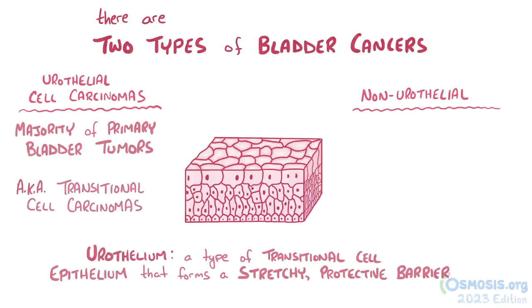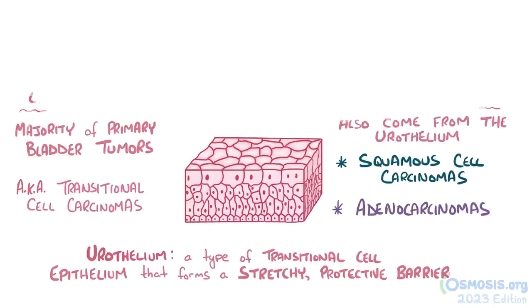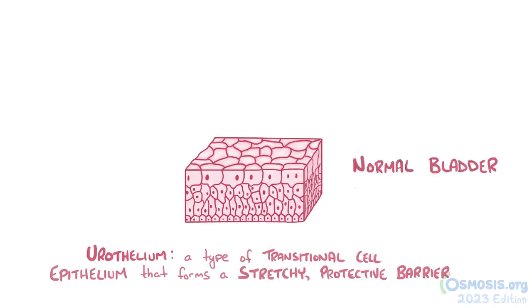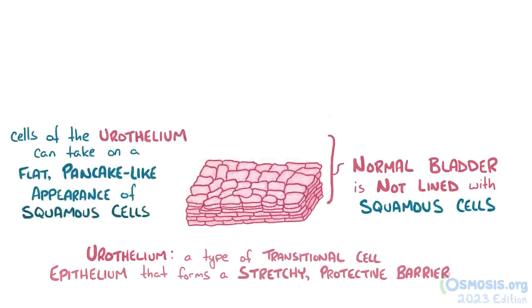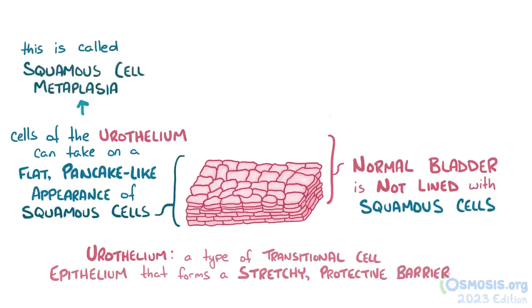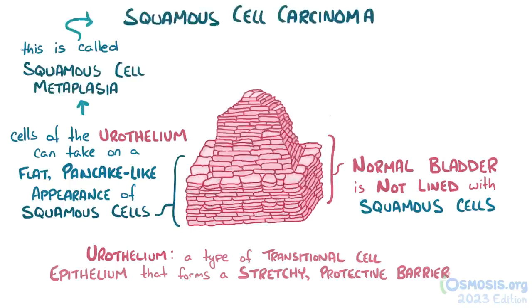Somewhat confusingly, non-urothelial tumors like squamous cell carcinomas and adenocarcinomas also often arise from the urothelium layer, but are distinguished by the way that their cells differentiate. For example, the normal bladder surface isn't normally lined with squamous epithelium, yet the cells in the urothelium can change shape and take on a flat, pancake-like appearance of squamous cells. This non-cancerous change is called squamous cell metaplasia. If these cells start to grow unchecked, they can turn into squamous cell carcinoma.